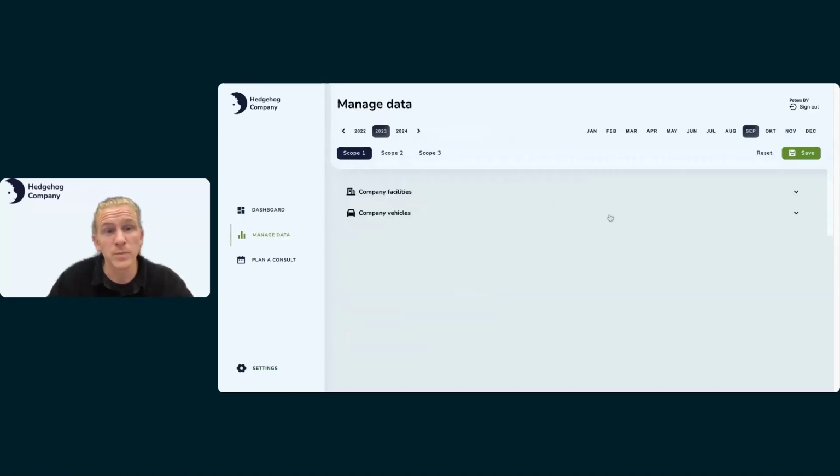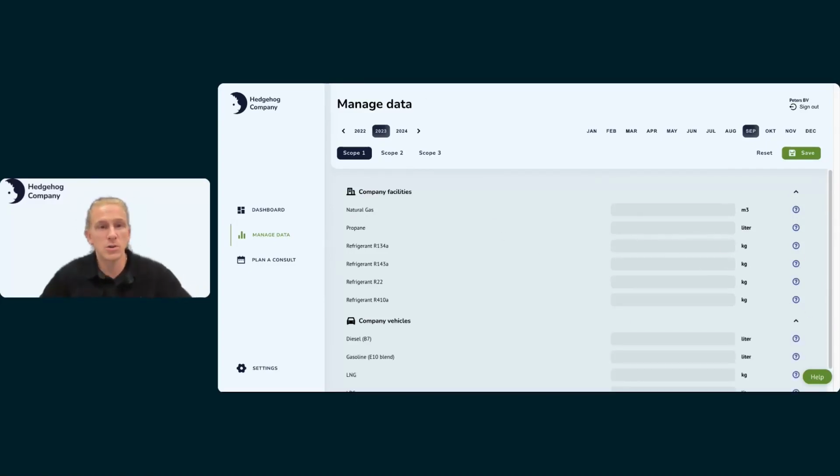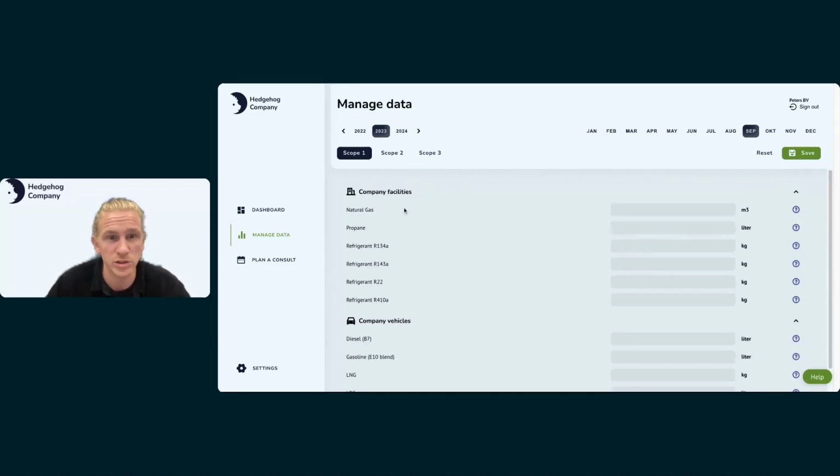For now, we have our data collection spreadsheet with all the information. And then we are going to put in the information in our Hedgehog Carbon dashboard. Currently, I'm over here at the bottom, or at the top. You can see in what scope you are. You have the main emission sources here, and then the individual emission sources listed here. Please do not forget to click on this little arrow, otherwise you won't see them.